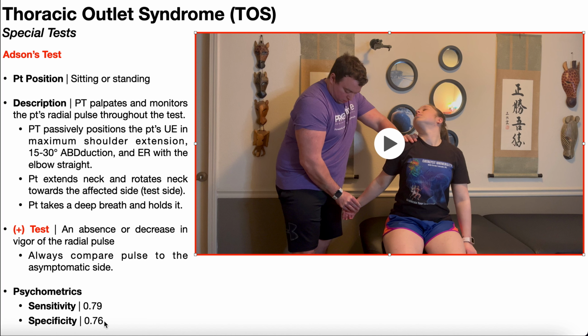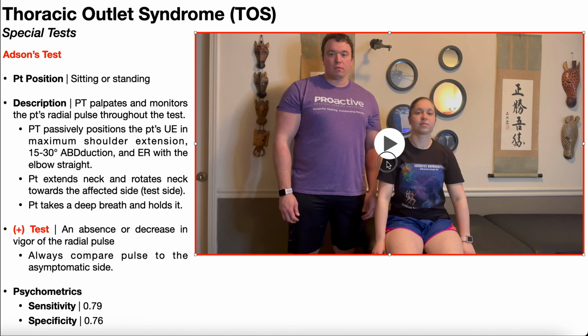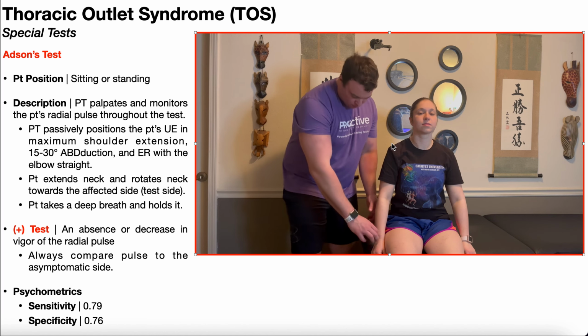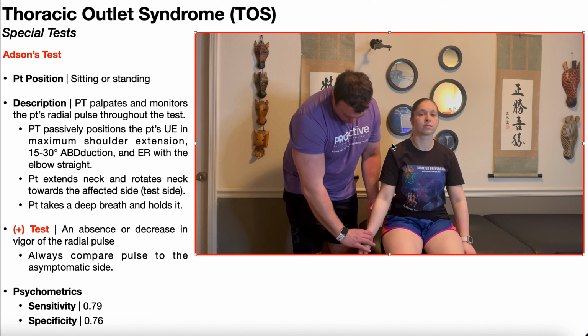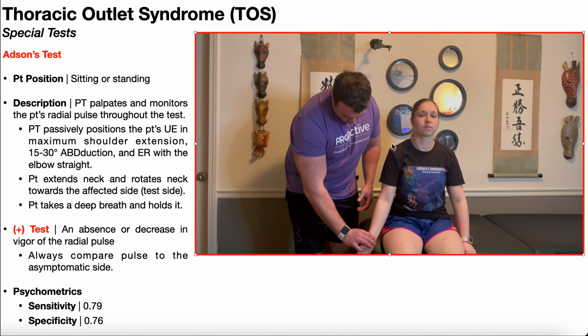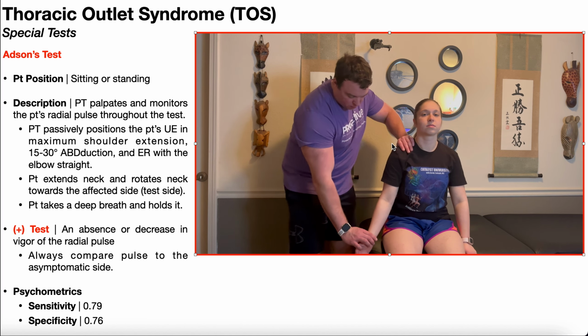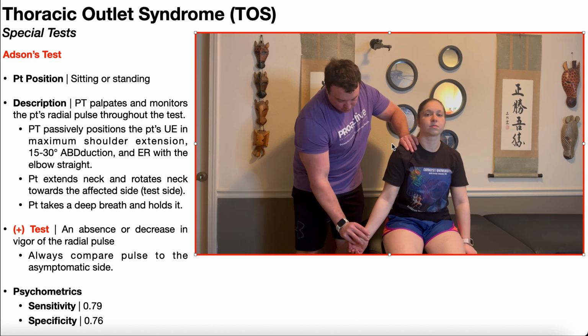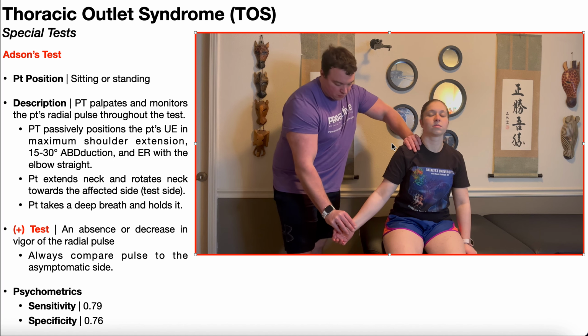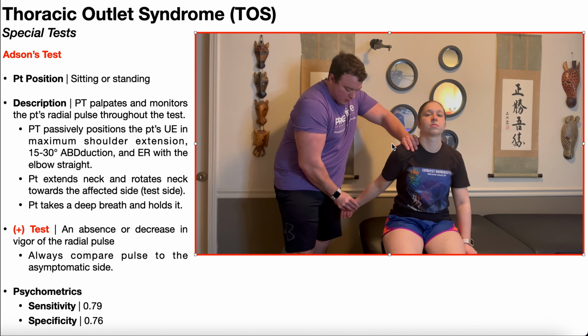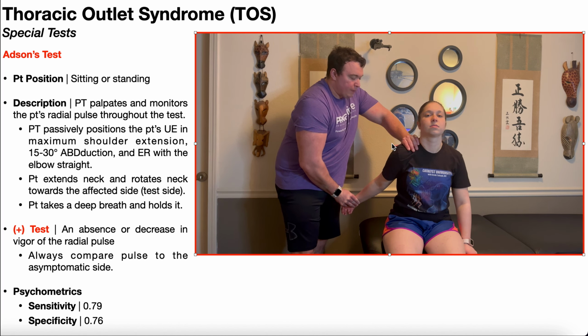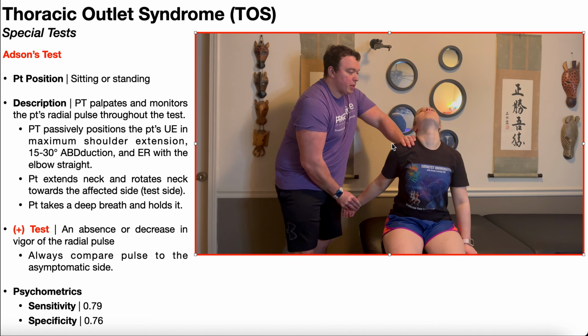Let's take one more look at how Adson's test is conducted. So the patient's going to be sitting or standing. The PT is going to palpate the radial pulse and monitor its vigor or strength throughout the duration of the test. The PT may passively position the patient's shoulder into external rotation, about 15 to 30 degrees of abduction, and maximum shoulder extension. From here, the patient is instructed to extend their neck, so tilt it backwards, looking up at the ceiling, and then rotate toward the test side, towards the physical therapist.